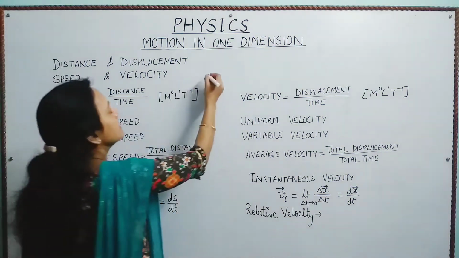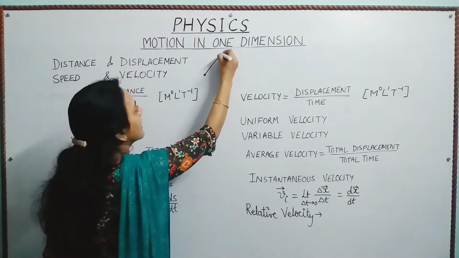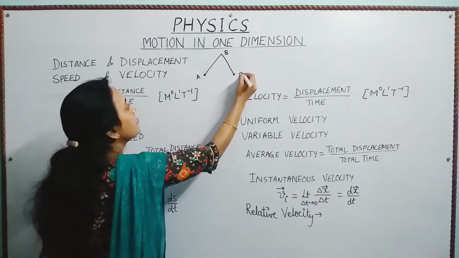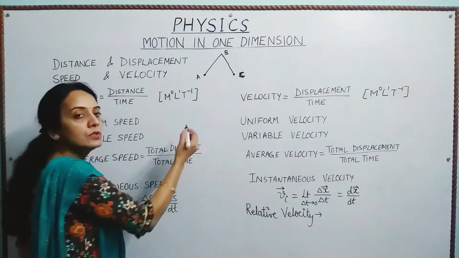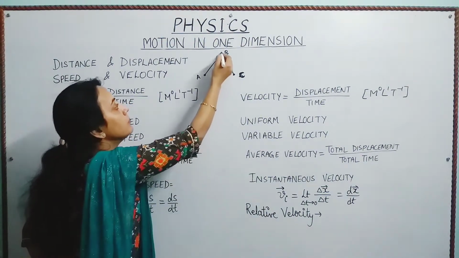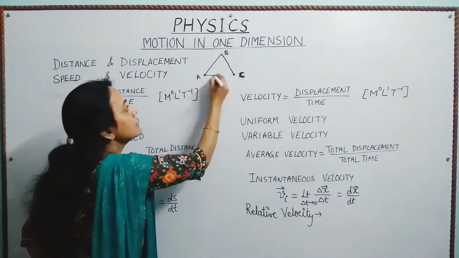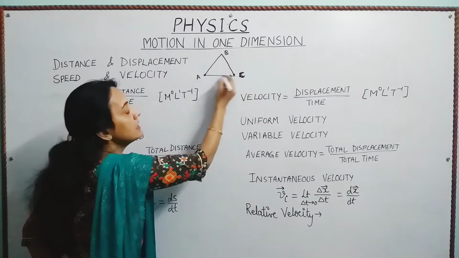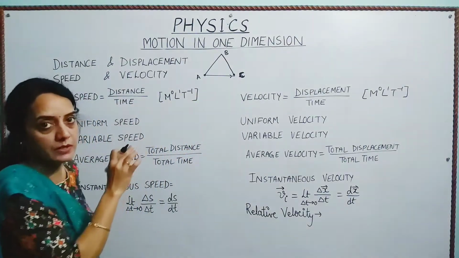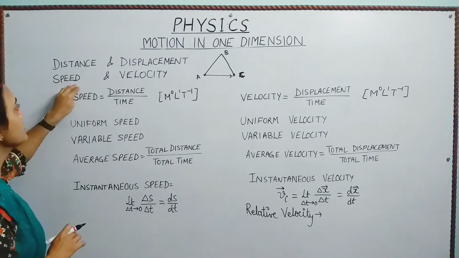Let us see, if a boy starts from his home, goes to the market, and then reaches his school. Let us say this is A, B, and this is C. So the distance covered by this boy is AB plus BC. But the displacement is only AC, because AC is the difference between the final position and the initial position. So when we are aware of these two, then we come to speed.